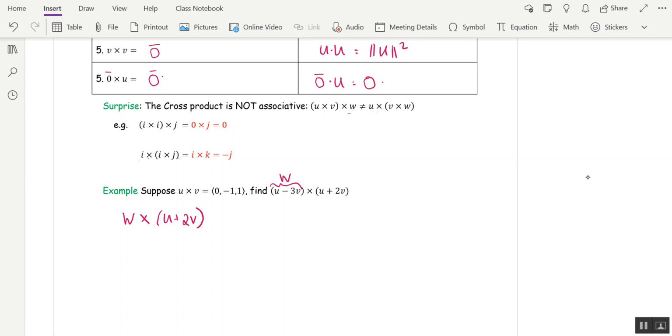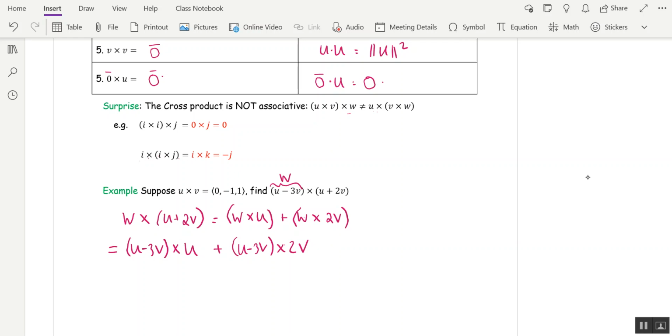All right, now by properties above, distributive property, this is W cross u plus W cross 2v. All right, now I'm going to put back in what W is. W is u minus 3v. Okay, so I have u minus 3v, and I want to cross it with u. And I want to add on u minus 3v crossed with 2v.